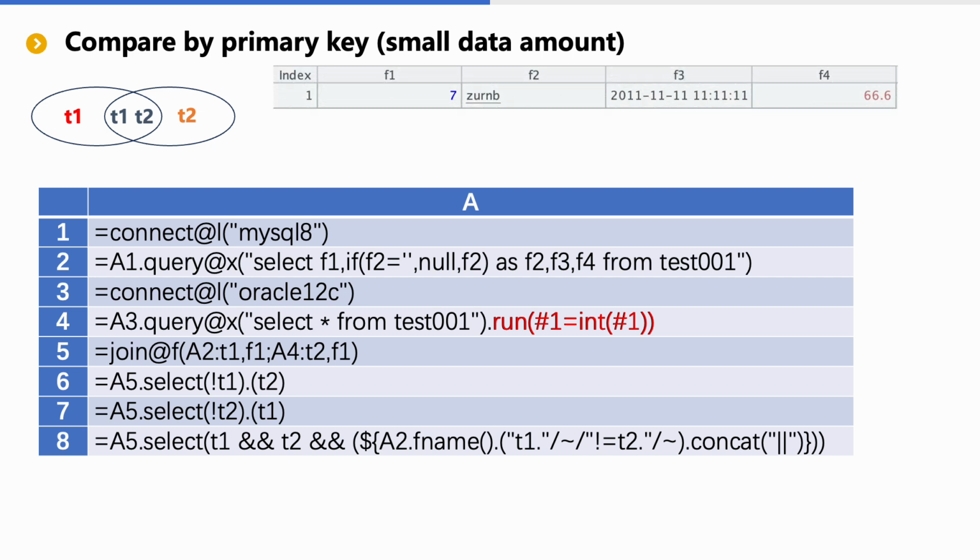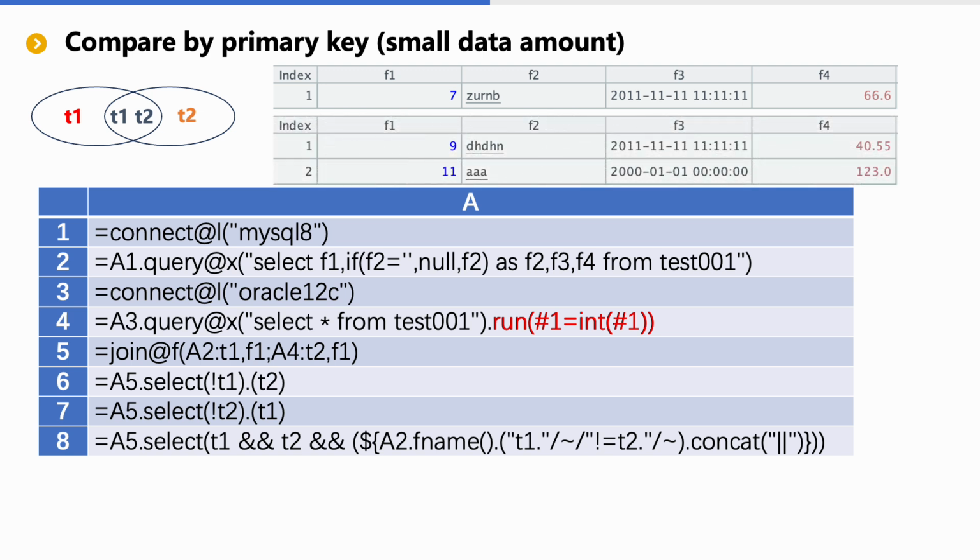A6 identifies the first scenario. T1 does not have the record, but T2 has it. A7 identifies the second scenario. T2 does not have the record, but T1 has it.